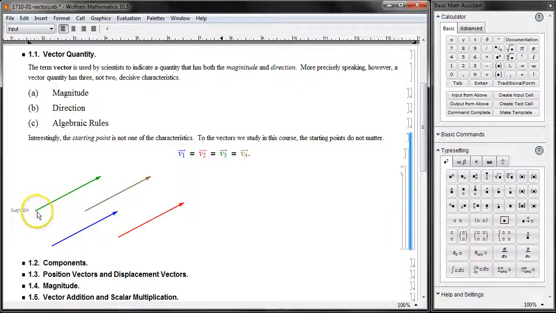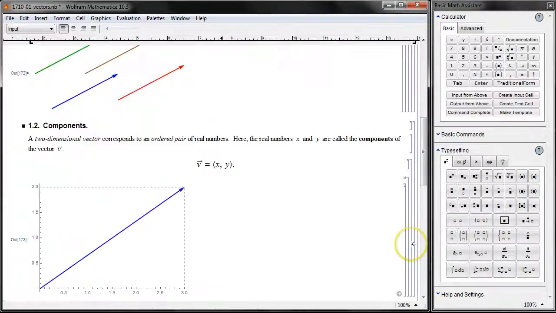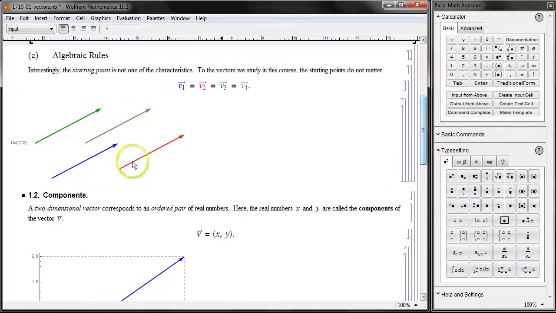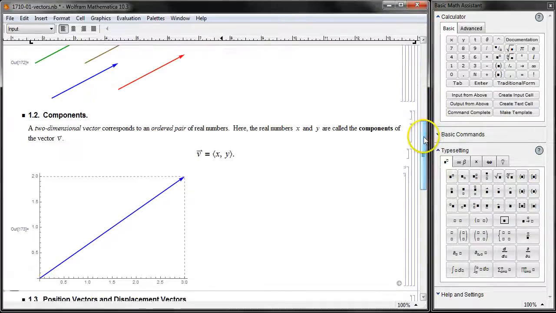Now, if you're free to choose the starting point because the starting points do not matter, what is the best starting point, the simplest starting point? In my opinion, that's the origin. You see, all these arrows represent the same vector because it doesn't matter where we start. I can choose any starting point. Why don't I take the simplest point in the entire plane, the origin, as a starting point?